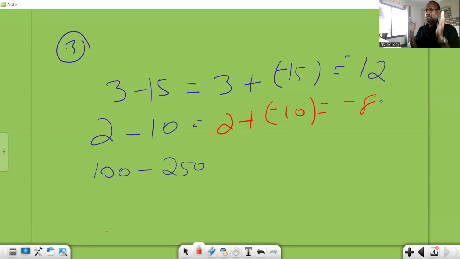Or you can see it this way: 10 minus 2 is 8, give the minus sign for the 8. Next, 100 minus 250. The difference is 150, you know. This is a minus, so give minus 150. Your work is over. Everything we can do.